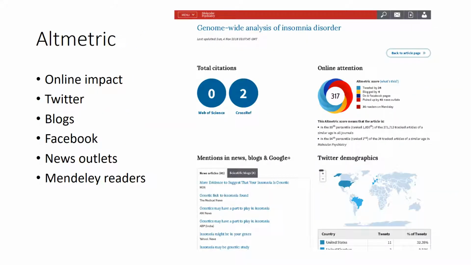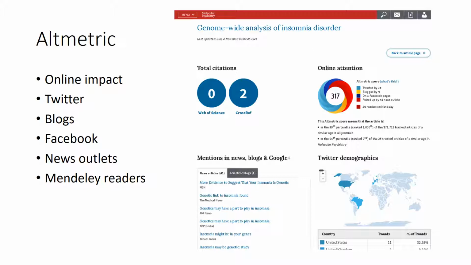Underneath the blue bar on the top right of the article, you'll also notice something called Altmetric. This is a way of measuring the broader online impact of the article outside the scientific sphere. If you click on the blue link to the right, it will take you to a page of data about the impact of the publication. On the right, you'll see a colourful round diagram which breaks down the various types of online impact.